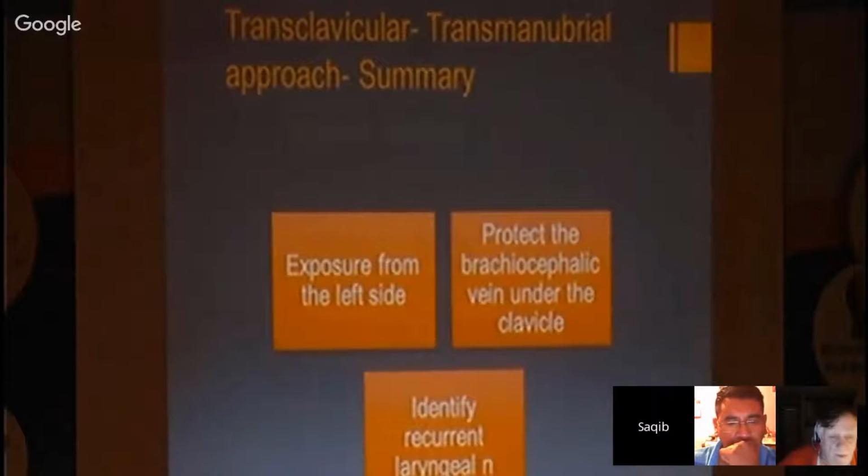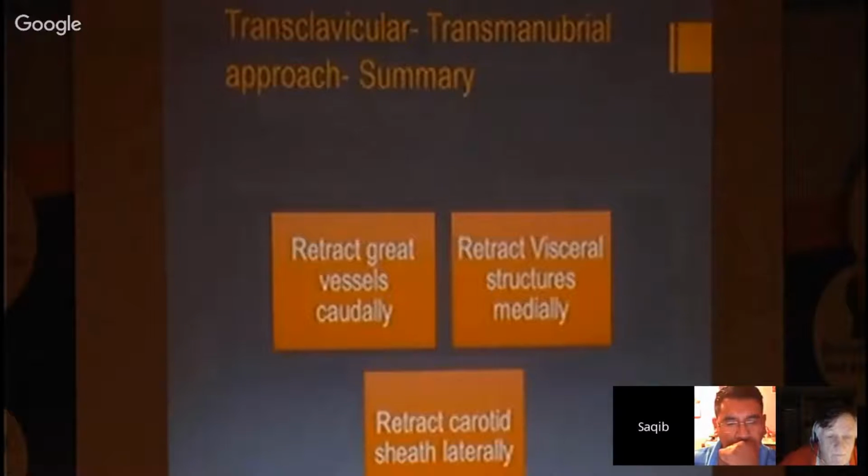So we do the exposure from the left side. We protect the brachiocephalic vein. And we need to identify the recurrent laryngeal nerve. We can retract the great vessels caudally, and also the visceral structures medially and the carotid laterally.